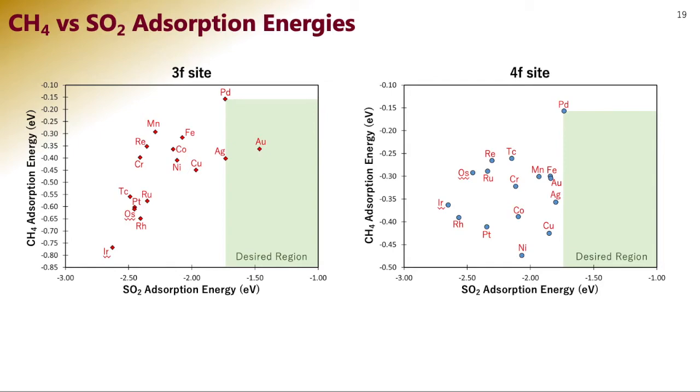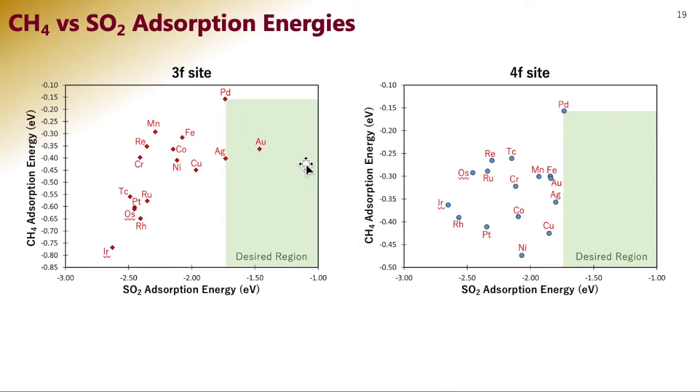To this end, the adsorption energy of methane was plotted against the adsorption energy of SO2 for different metal impurities M at the 3-fold and 4-fold sites on the alloyed surface. Here, the desired region is shown by the green shaded region, which corresponds to stronger CH4 adsorption and weaker SO2 adsorption on the alloyed surface than on the pure PdO(101) surface.